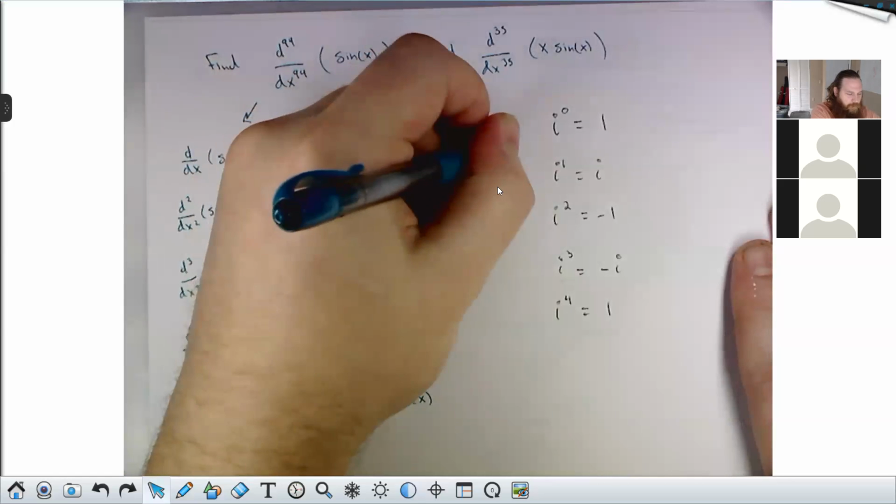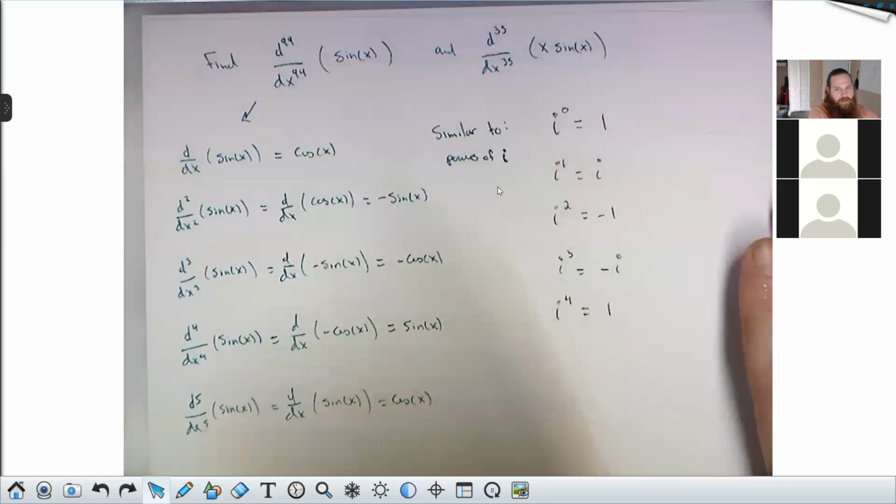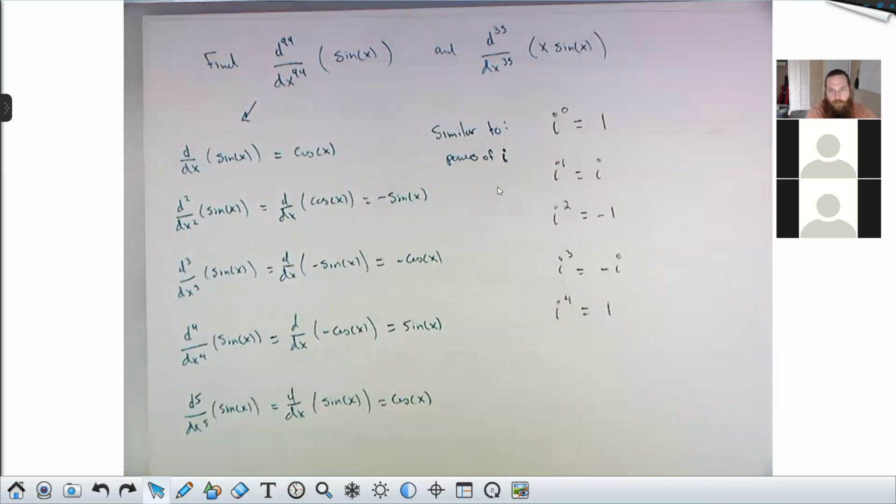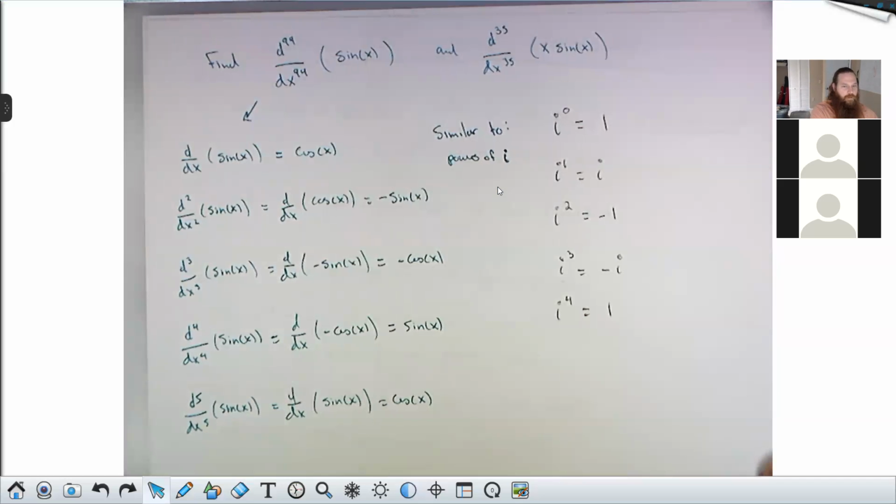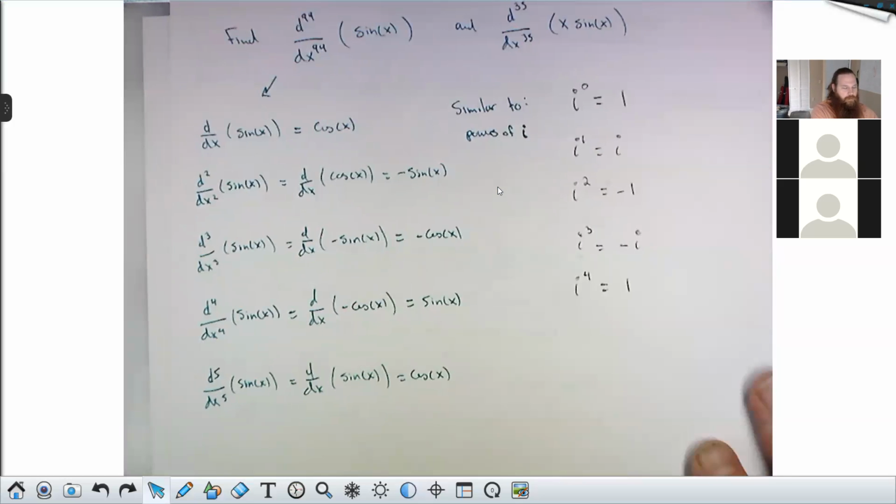So a fun question that some people like to put on their pre-calculus tests is, compute the 150th power of i. Computing the 99th derivative of sine is really the same sort of thing. So how could I figure out the 99th derivative of the sine function?